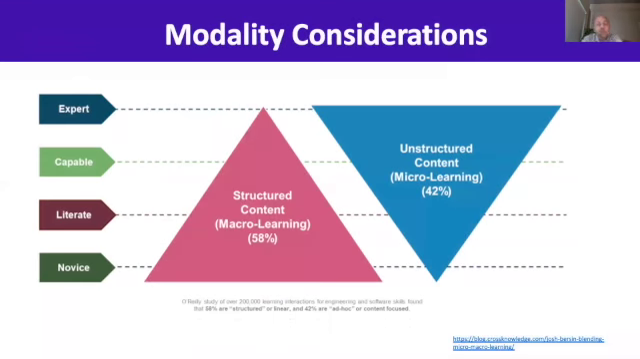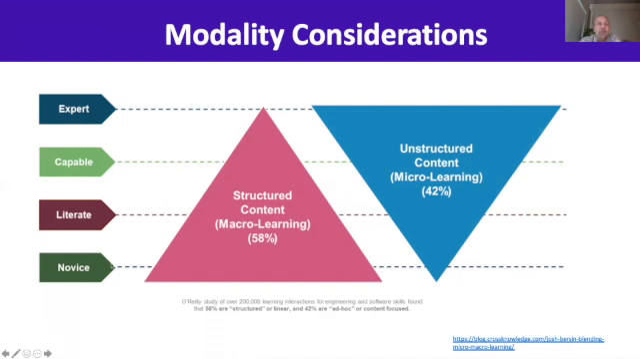Another consideration is the fact that not all learning is either micro or macro. It really is a blend of both. Structured content, that macro learning, according to Bersin, is around 58% of all the learning that's done in an organization, and 42% is done in this micro learning context. And you see that there are different needs that these different types of learning address.